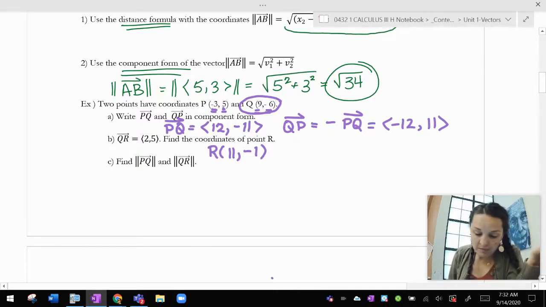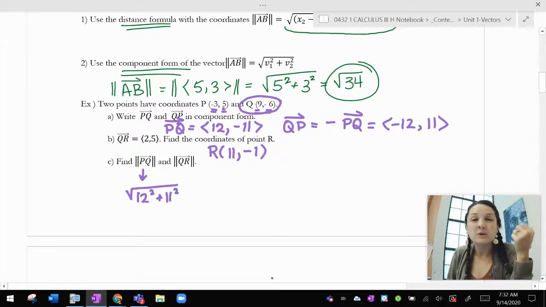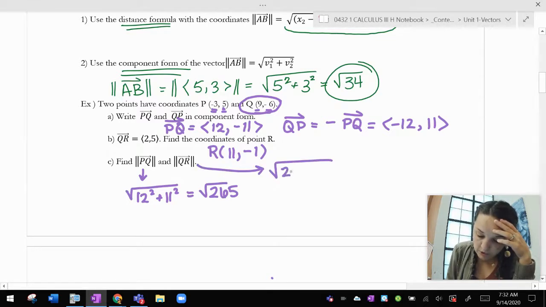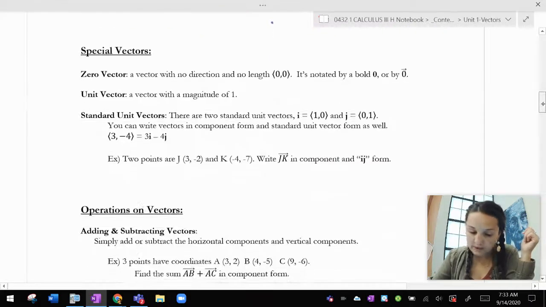Cool. And then it says find the magnitude of PQ and QR. So the magnitude of PQ is going to be the square root of the sum of the squares of the components. Notice I didn't even write the negative in there because it doesn't matter. So I've got the square root of 144 plus 121, which is 265. And then if I want the magnitude of QR, those components were 2 and 5. So I have 4 plus 25, which is 29. There. That part was easy. What do we got next?